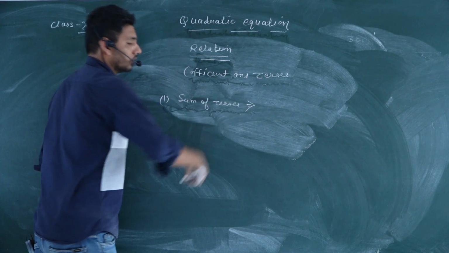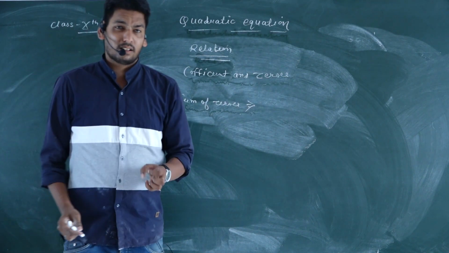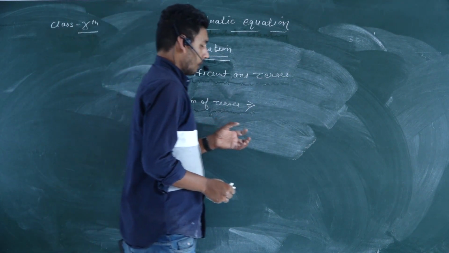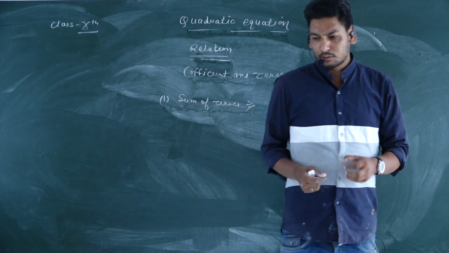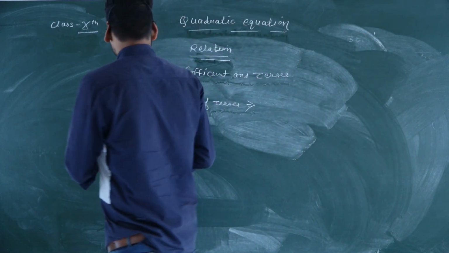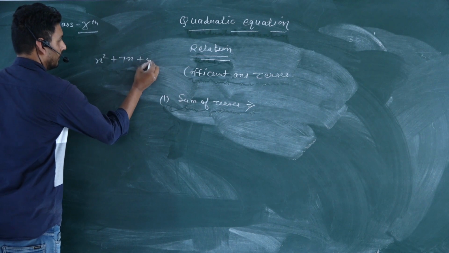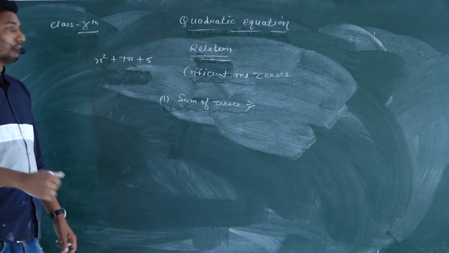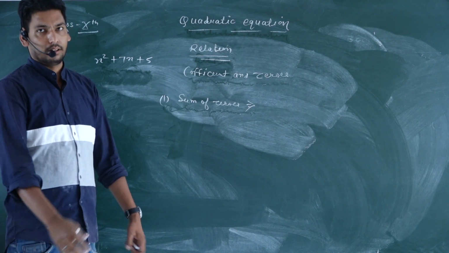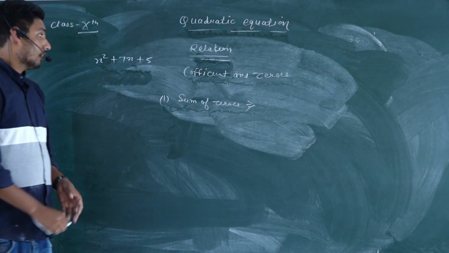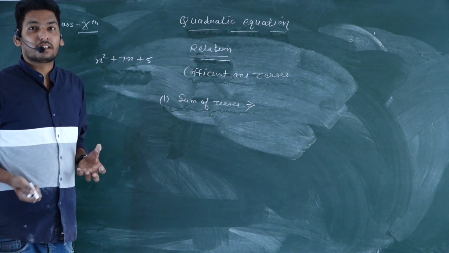Sum of zeros. Students, what is the meaning of sum of zeros? Yes, students. Suppose that here is an equation, x square plus 7x plus 5. Okay, students, then what is the factor of this equation?